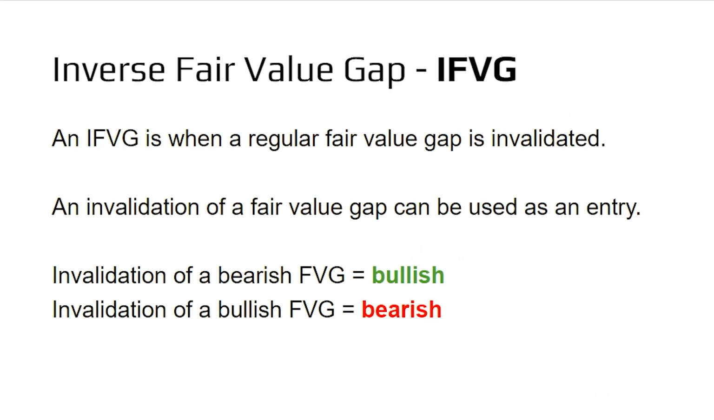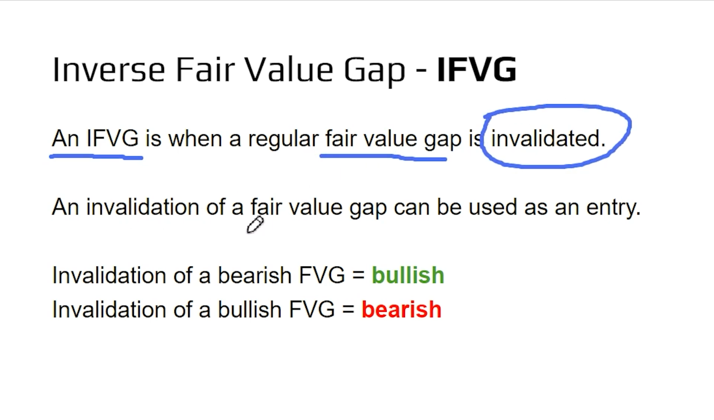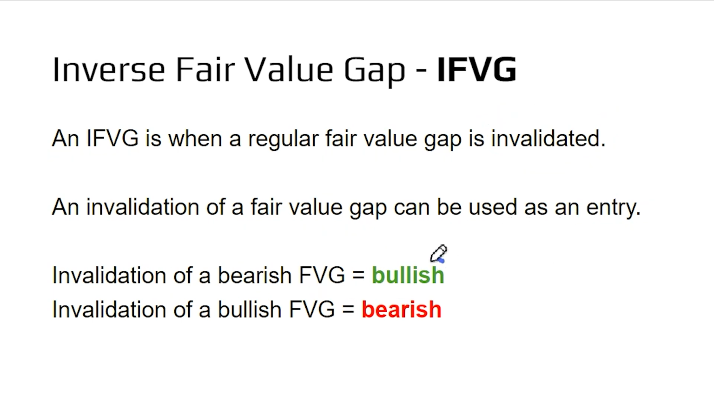So getting into inverse fair value gaps, an inverse fair value gap is when a regular fair value gap is invalidated. An invalidation of a fair value gap can be used as an entry. Invalidation of a bearish fair value gap is bullish. Invalidation of a bullish fair value gap is bearish.